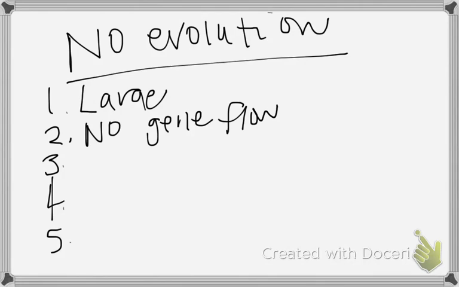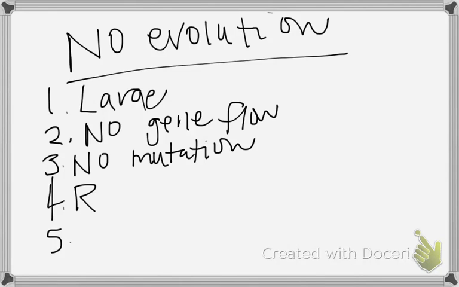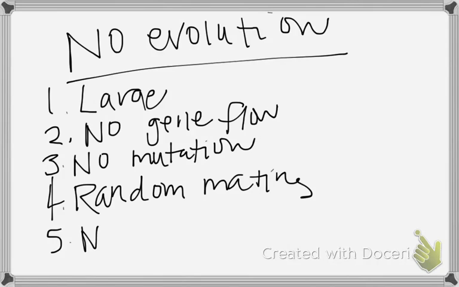3, nobody can be mutating, because mutations lead to evolution. 4, random mating. It's got to be random. The peacocks can't be just choosing the pretty peacocks. And 5, there can't be natural selection, because natural selection leads to evolution. So gene flow, mutations, and natural selection lead to evolution.